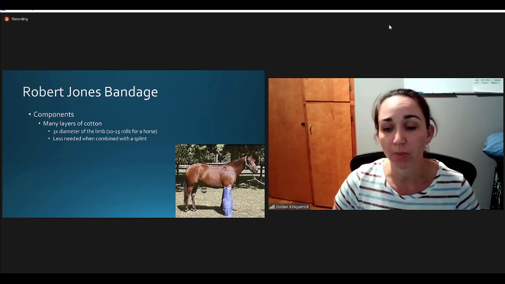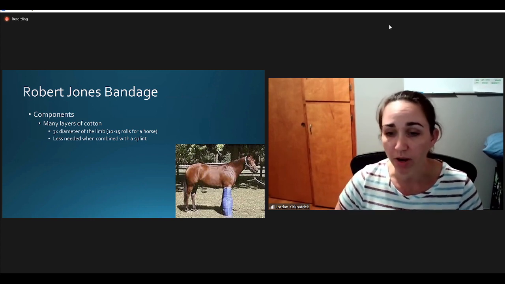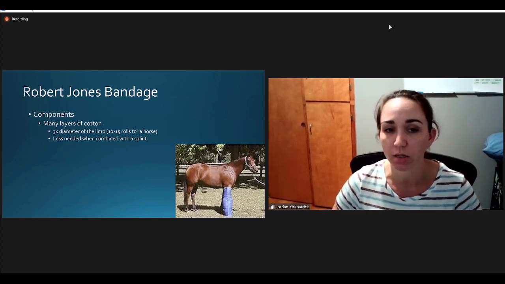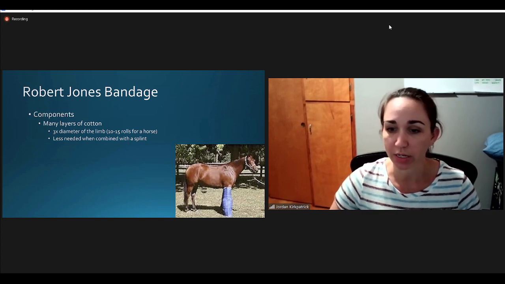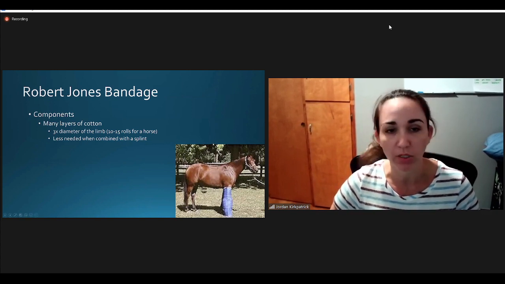If you're doing a bandage with a splint, it's what we call a modified Robert Jones, where you just do 2 layers and then put a splint on. So you wouldn't need it to be quite this big, and I'll show you images of that shortly.